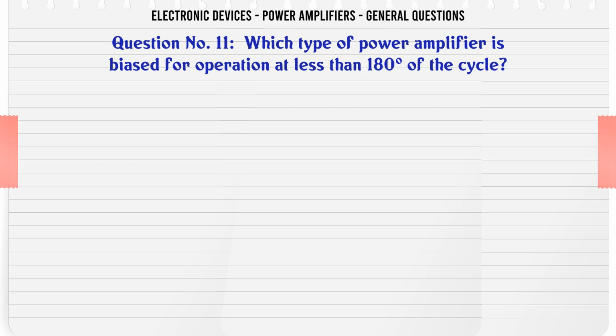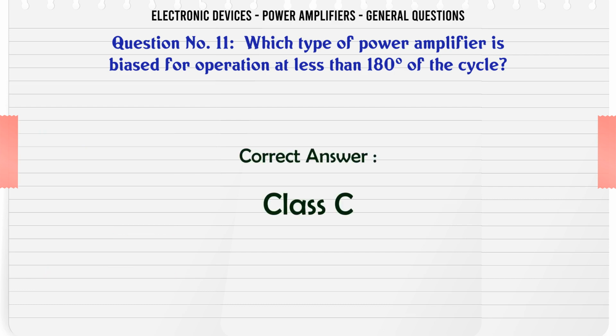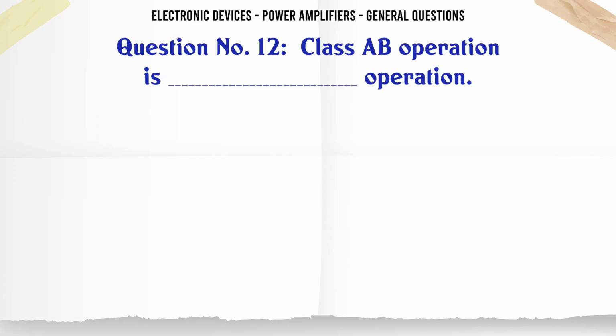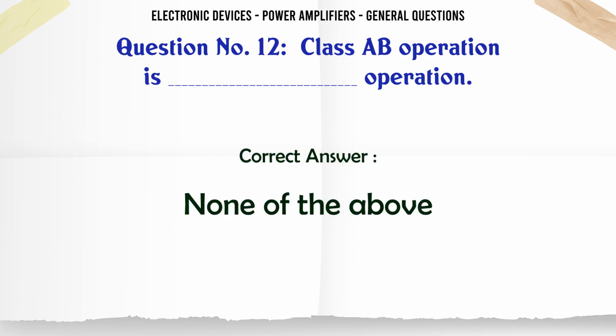Which type of power amplifier is biased for operation at less than 180 degrees of the cycle? A. Class A, B. Class B or AB, C. Class C, D. Class D. The correct answer is Class C. Class AB operation is operation A. similar to Class A, B. similar to Class B, C. similar to Class C, D. none of the above. The correct answer is none of the above.